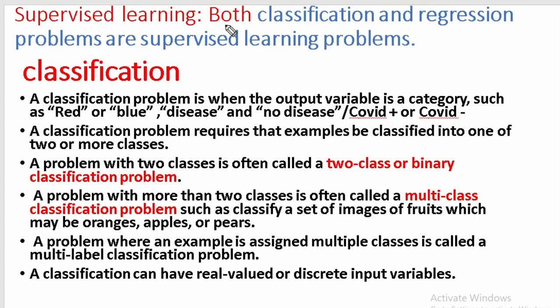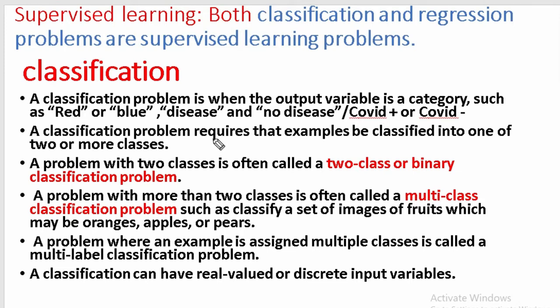So first we'll be dealing with what is classification. Classification is when the output variable is a category, such as when you want to categorize into red or blue, or disease or no disease, COVID positive or COVID negative. When COVID was spreading, at that time we were doing the COVID test and it was given to the laboratory for testing. At that time the report would come as COVID positive or COVID negative. So the people were categorized as COVID positive and COVID negative.